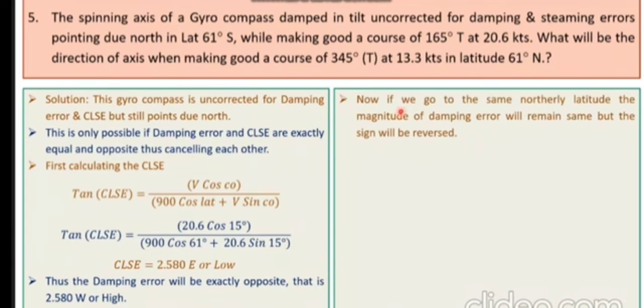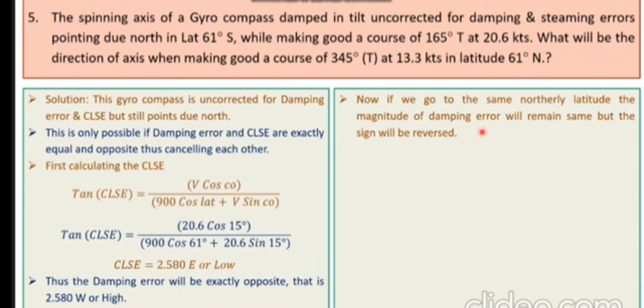Now we want to calculate the gyro error on a course of 345 true at a speed of 13.3 knots in latitude 61 degrees north. In the first case, the latitude was 61 degrees south. In the new situation, the latitude is 61 degrees north. If we go to the same northerly latitude, the magnitude of the damping error will remain same, but the sign will be reversed. You see, putting the same thing in the formula K tan lat, whether it is 61 degrees south or 61 degrees north, the magnitude of the damping error remains same.